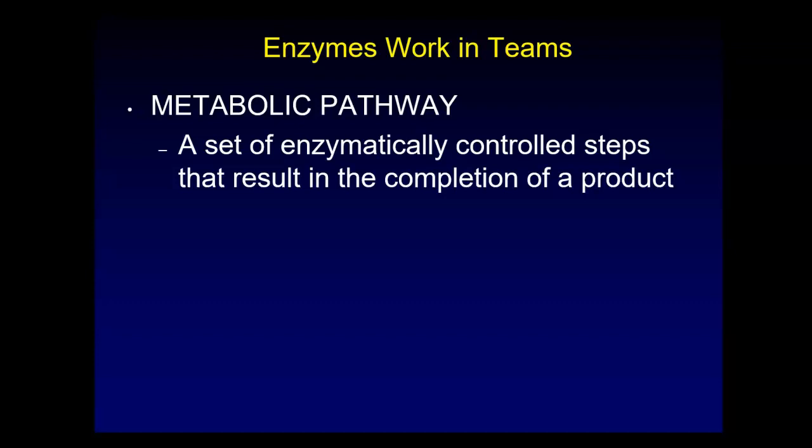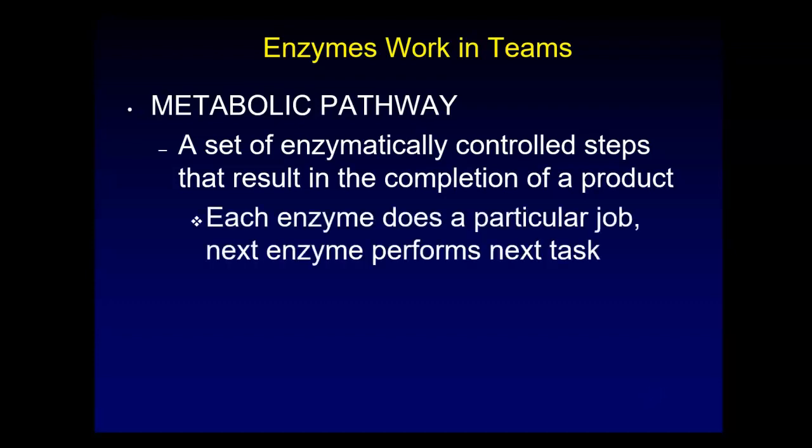A metabolic pathway, for example, later we're going to talk about cellular respiration. That is a metabolic pathway that results in the completion of a product, where we take glucose and break it all the way down to carbon dioxide. Just in glycolysis alone in cellular respiration, it takes 10 enzymes to take us from the original molecule, glucose, all the way down to the product of glycolysis, which is pyruvate.